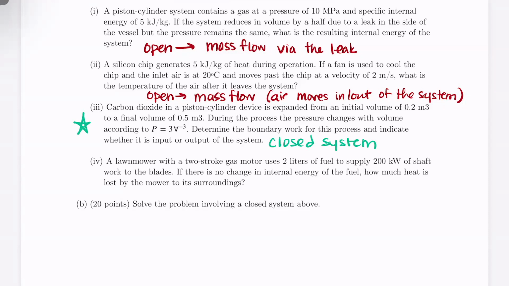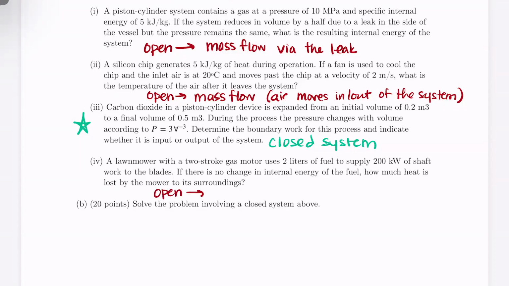Last one, a lawnmower with a 2-stroke gas motor uses 2 liters of fuel to supply 200 kilowatts of shaft work to the blades. If there's no change in internal energy of the fuel, how much heat is lost by the mower to its surroundings? Yeah, so this one's open. This one's a little more subtle, I think.